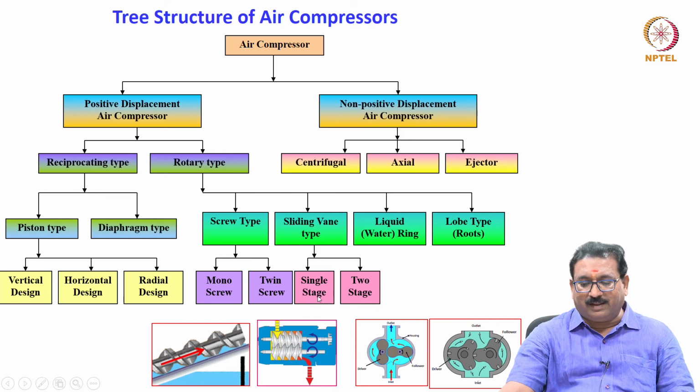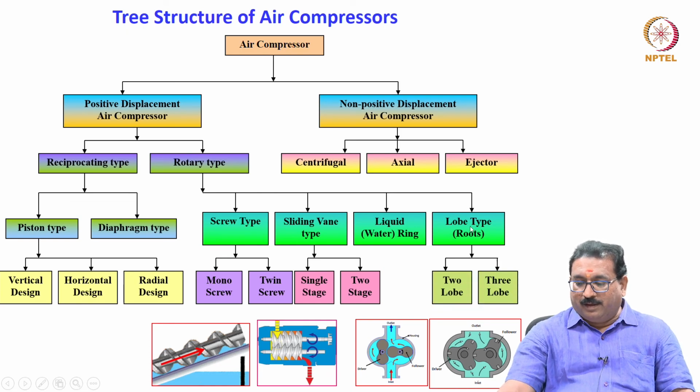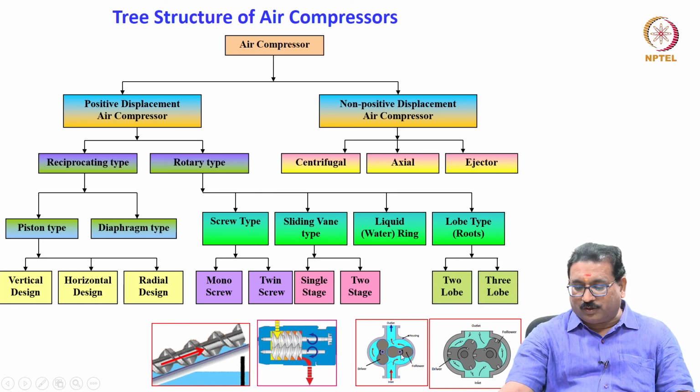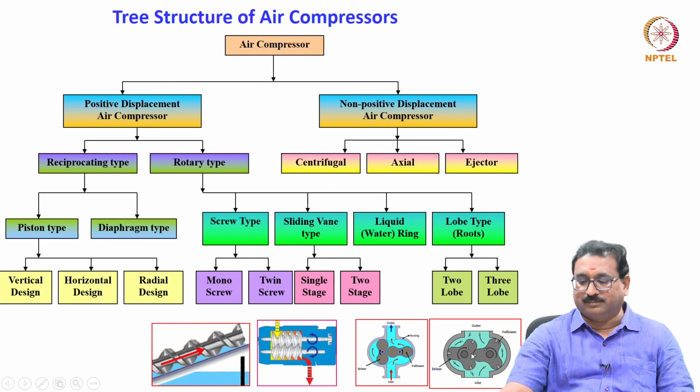In the sliding vane, single stage and two stage compression. Here in lobe, two lobes or three lobes, both are available commercially in the market, based on the lobes in the casing. This is a two lobe design and this is the three lobe. Curved paths, what I will call curved.